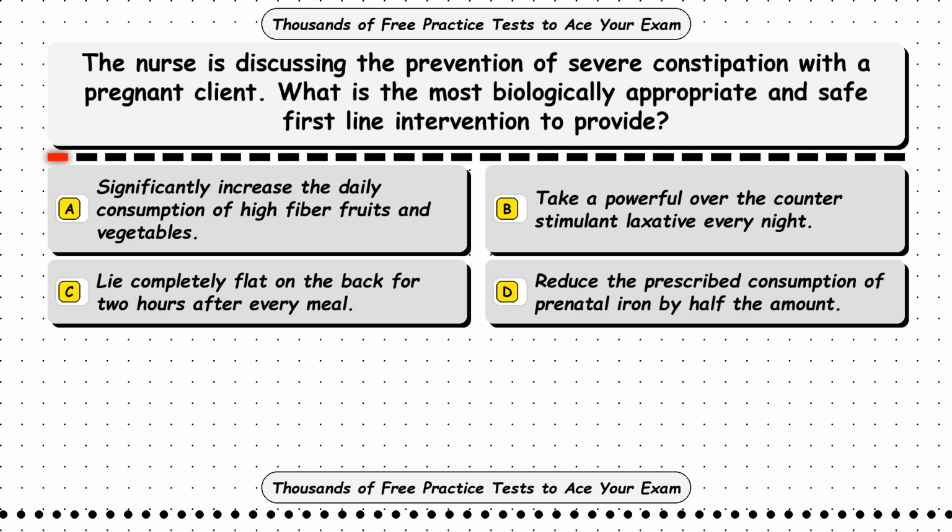Question 119. The nurse is discussing the prevention of severe constipation with a pregnant client. What is the most biologically appropriate and safe first-line intervention to provide? Option A, significantly increase the daily consumption of high-fiber fruits and vegetables. Option B, take a powerful over-the-counter stimulant laxative every night. Option C, lie completely flat on the back for 2 hours after every meal. Option D, reduce the prescribed consumption of prenatal iron by half the amount.